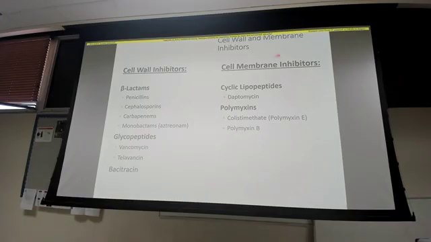When you're looking at your cell membrane, these are all the things that are focusing on the membrane. Do not get these mixed up. People always get these mixed up. Cell wall and membrane are two separate things, okay? Different targets. So your cyclic glycopeptides, which is your daptomycin, your polymyxins, which we'll talk about again, is your polymyxin E and your polymyxin B, okay?